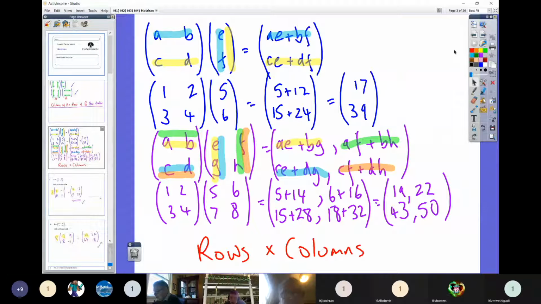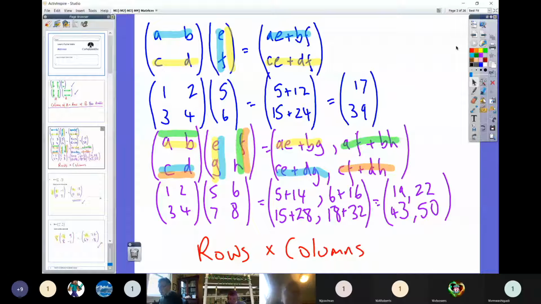And to get the number at the top, you're going to do A times E and then B times F. So you're working your way along the top row of the left-hand matrix and working your way down the column of the right-hand matrix. So you simply do A times E and you add that to B times F to get the top number. All right, there's just a singular number, as you can see in the example below. And then to get the bottom number, you do C times E and D times F. So again, you're working your way along the bottom row of the left-hand matrix, and you're working your way down the column of the right-hand matrix.